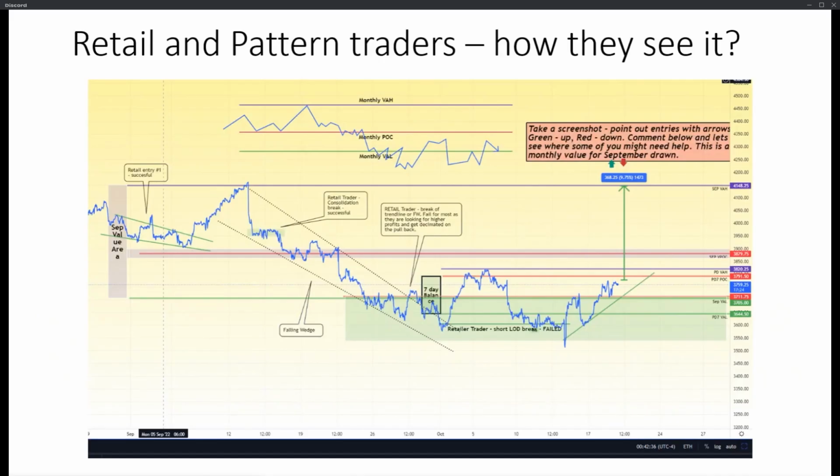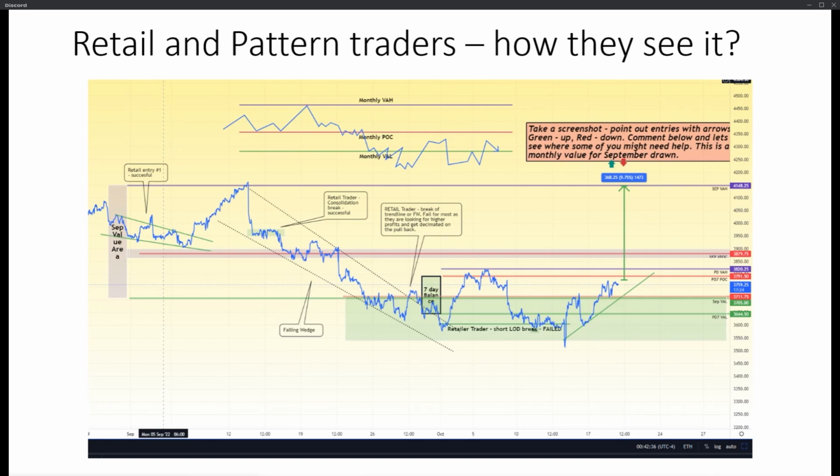So I drew this a while back, how retail and pattern traders see it. A lot of people play different patterns like falling wedges or rising wedges, triangles, consolidations. You can still play those, but a lot of times these can be easily faked out, and they make them so the retail falls for it. I just drew everything I can think of that they see on a chart here.